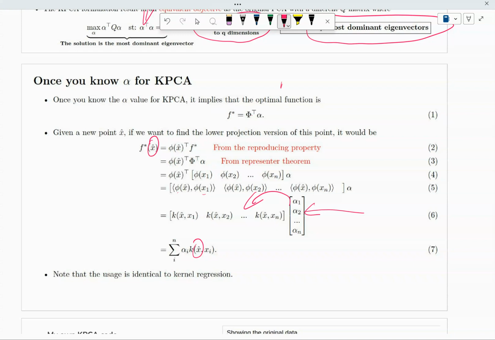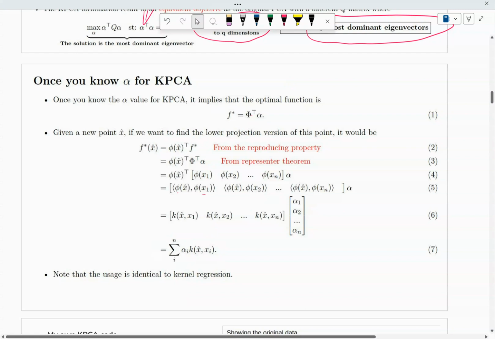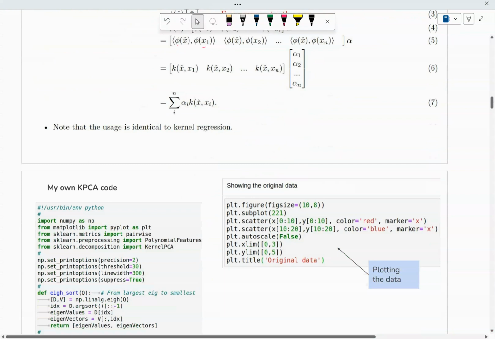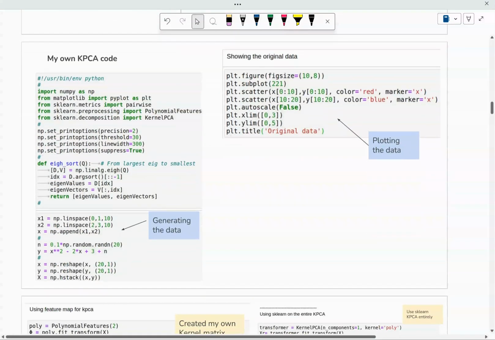Now, this is if you project down to one dimension. So this is the most dominant eigenvector. Now, if you project onto two dimensions, you have to pick the two most dominant eigenvectors. Therefore, you have to repeat this again. This time you use the second most dominant eigenvector as alpha. And that's actually it. There's not much. Once you know PCA and you know the theories of kernels, kernel PCA is actually really easy to derive and understand. So I wrote the code for you guys to study.